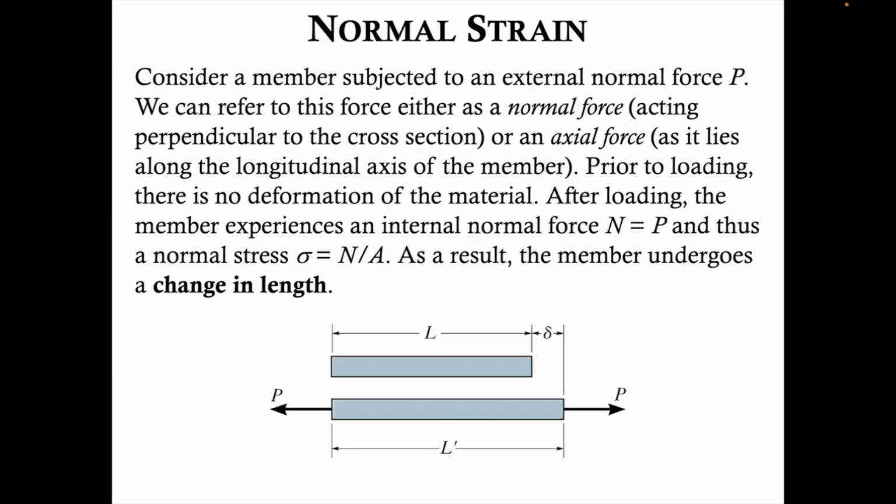Consider a member, shown below, subjected to an external normal force P. We can refer to this force either as a normal force acting perpendicular to the cross-section or an axial force as it lies along the longitudinal axis of the member. Prior to loading, the diagram shown at the top here, there is no deformation of the material. After loading, the member experiences an internal normal force N equal to P, and thus a normal stress sigma equals N over A. As a result, the member undergoes a change in length, which is being shown here in the bottom part after it has changed its length.